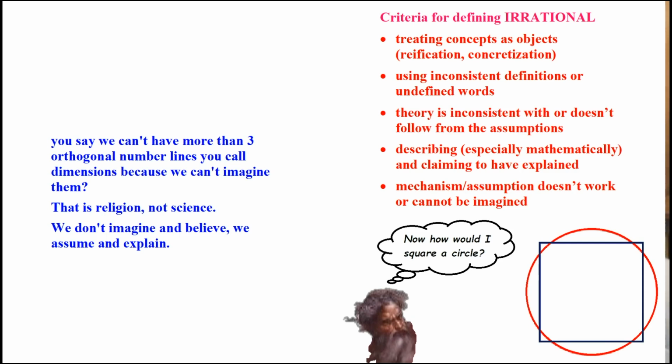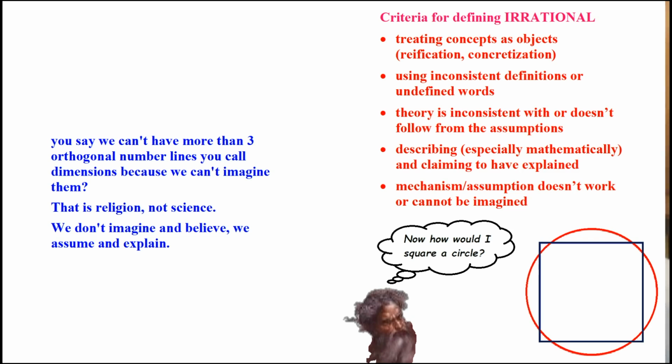And these are the criteria for irrationality: treating concepts as objects, known as reification; congruitization; using inconsistent definitions or undefined words; theory is inconsistent with or doesn't follow from the assumptions; describing, especially mathematically, and claiming to have explained. And the last one, which applies to this fellow, mechanism: assumption doesn't work or cannot be imagined.